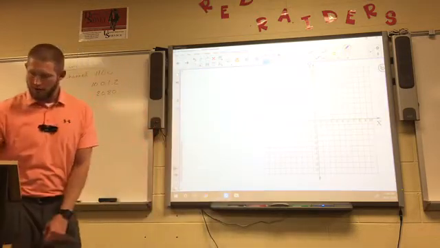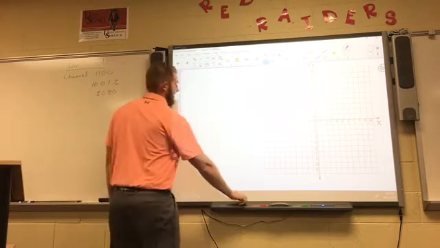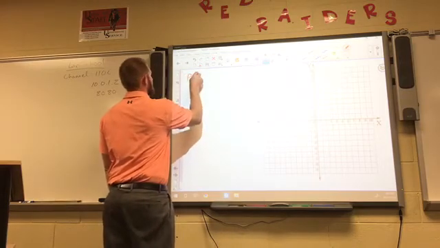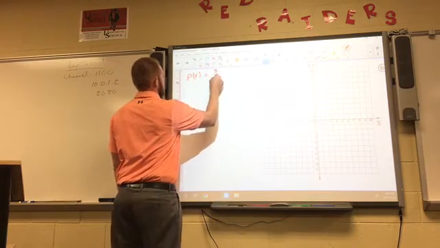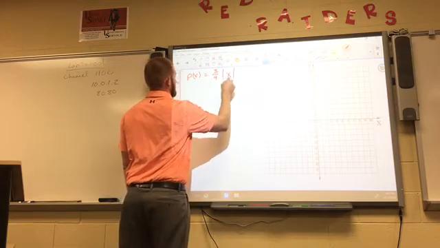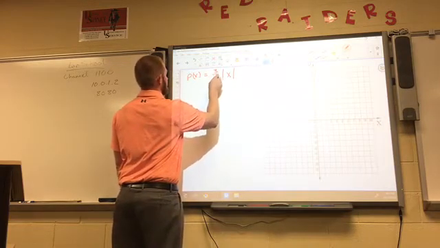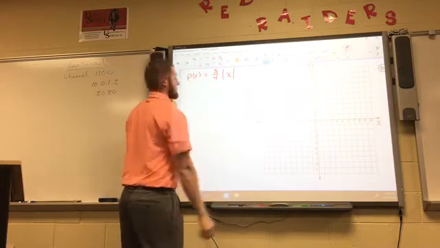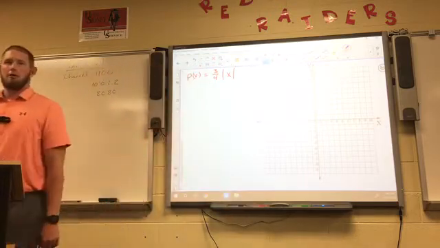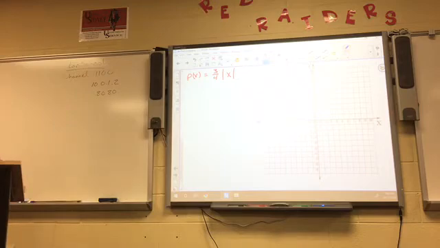Okay. This one, they give us that P of x equals 3/4 the absolute value of x. Before we even graph this, is this a vertical stretch or a vertical shrink? This is a shrink because my factor, which we'll talk about later as the variable a, is between 0 and 1. But what do I have to do to graph this? How am I going to graph this?